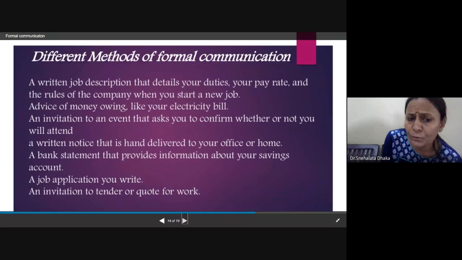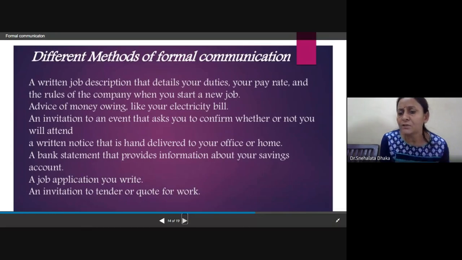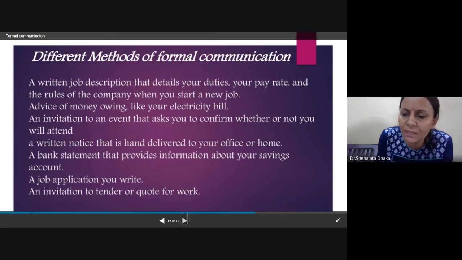An invitation to tender or quote for work. So these are the various tasks performed in trading, and all are done through a formal written pattern. Clear? And that helps all the workforce to keep a record of all the tasks. So this is how formal communication helps us in our day-to-day life, and we can say that we can't imagine our earthly life without formal communication.